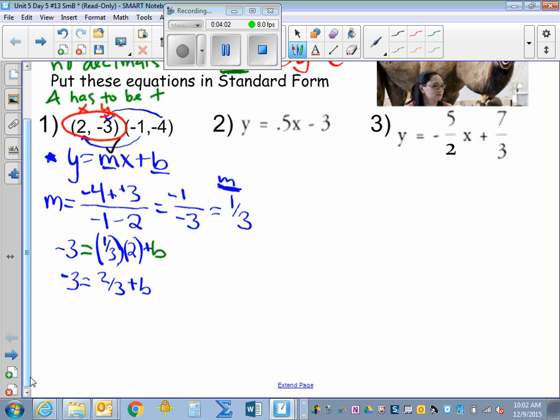If you need to use calculator to help out your fractions, that's fine, do so. Subtract 2/3 from both sides. And I get b is -11/3. Is that what you guys have? -3 minus 2/3. And remember, you have to put your fractions in parentheses. Minus parentheses 2/3.